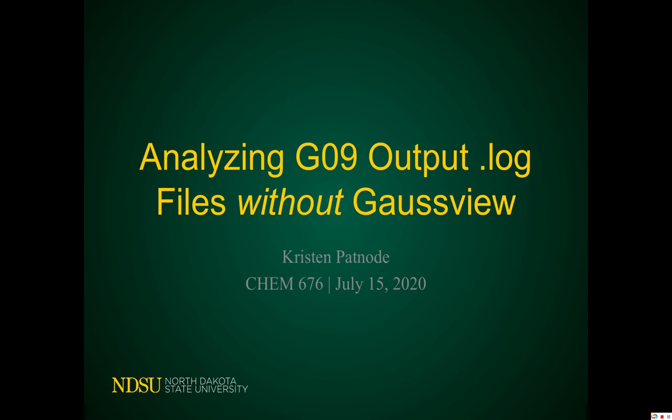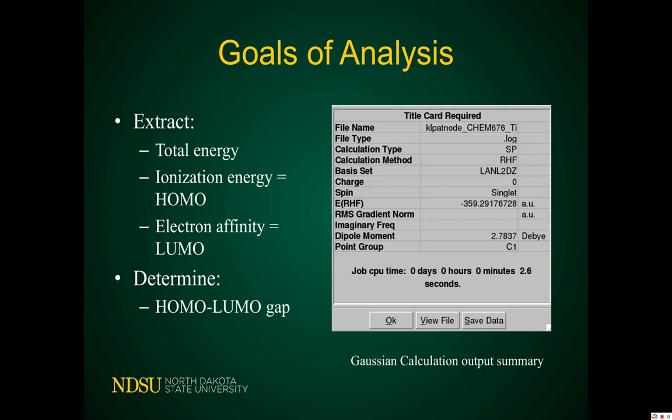from Gaussview. So this will all be extracted without using Gauss. All done in the command line without the necessity of a mouse. You want to go to the first slide. So the goal of the analysis is to extract a variety of different parameters with a focus on total energy, ionization energy, which is our HOMO, or the highest occupied molecular orbital, and then electron affinity, the lowest unoccupied molecular orbital. And then with those values, we're able to determine the HOMO-LUMO gap.